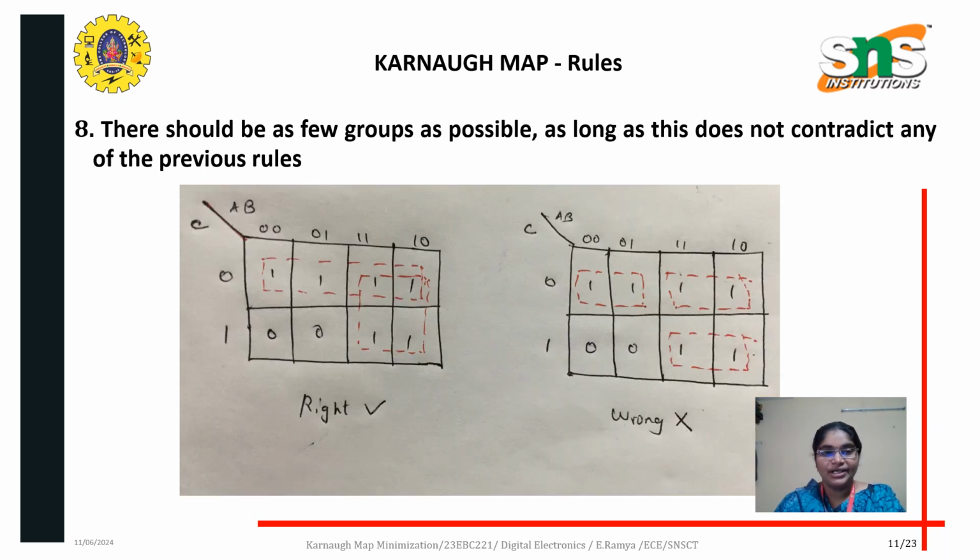Next one is there should be as few groups as possible, as long as this does not contradict any of the previous rules. So we have to group like this, making the groups as large as possible.